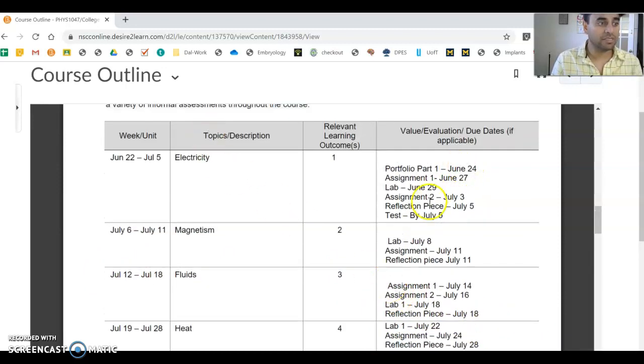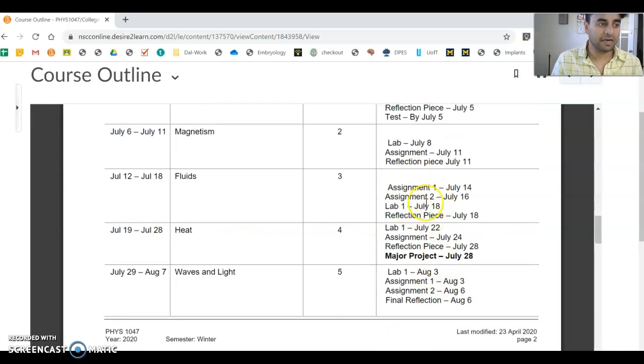So electricity, you will see these are 6 different assessments. Magnetism unit, second, is 3 assessments. Fluids, you will see there are 3 assessments and a reflection. Then heat, you will see a lab assignment, and you will also find the major project around the same time, because you will have enough time to do the major project. That's why we put it there, not towards the end.